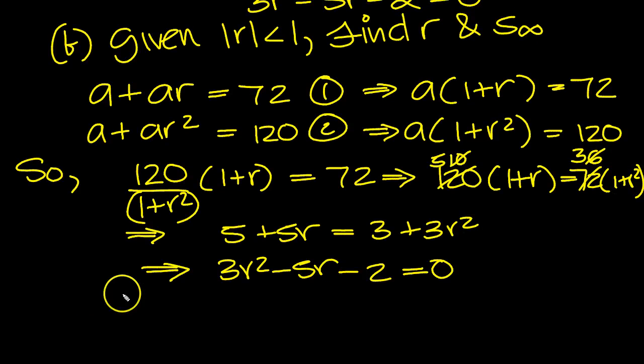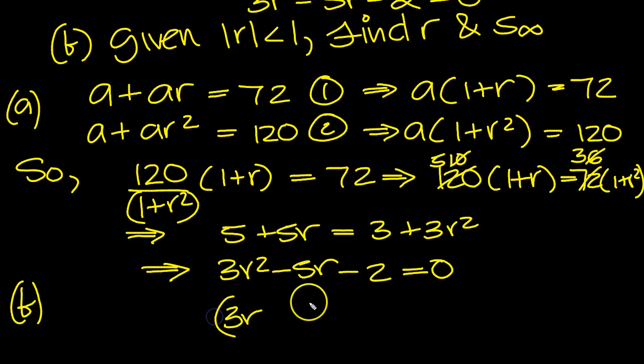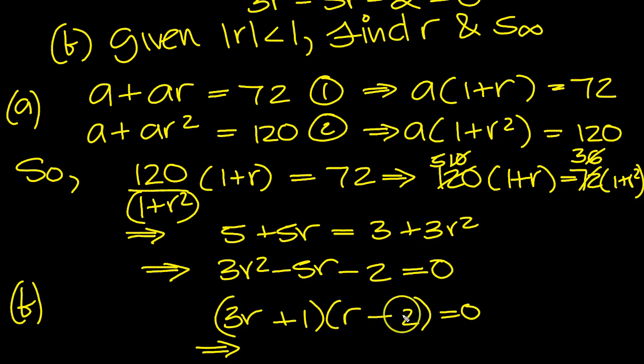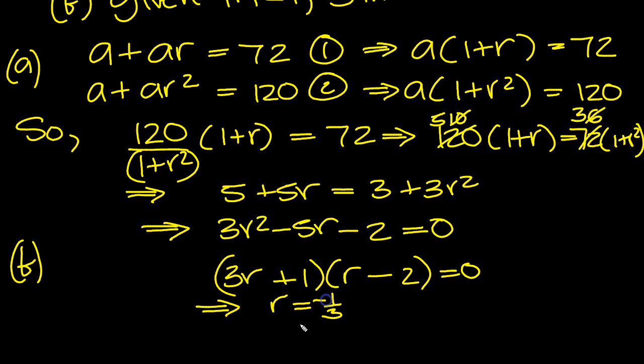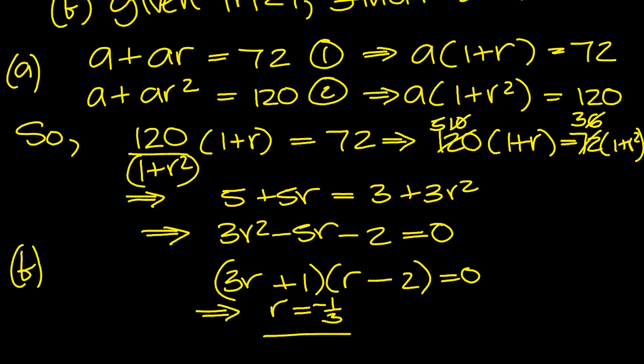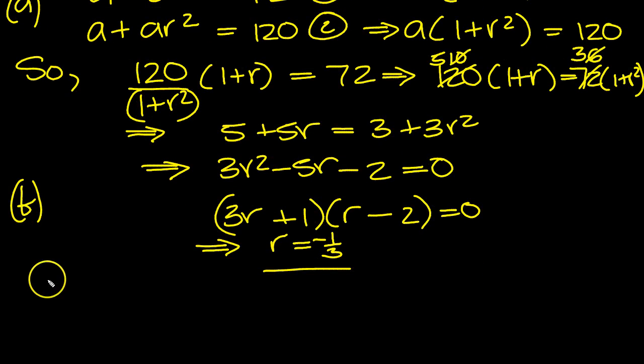So that was part A. Now part B. Given the modulus of R is less than 1, find R. So we need to factorize this. 3R, R. It's going to be 2 and 1, isn't it? Here we'll have a minus, here we'll have a plus. So that tells us then, because the modulus of R is less than 1, this is not a solution. So that tells us that R is minus 1/3, isn't it? R is minus 1/3.